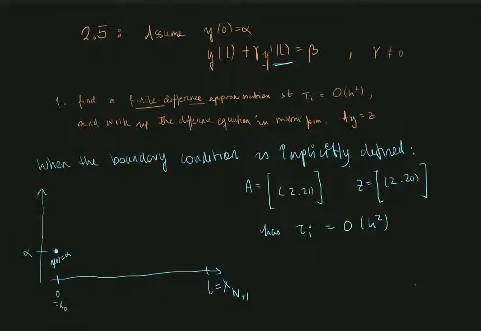So how do I figure out what to do about this point? Actually, all I need to do is be able to approximate this using a finite difference formula that has a truncation error that is big O of h squared.